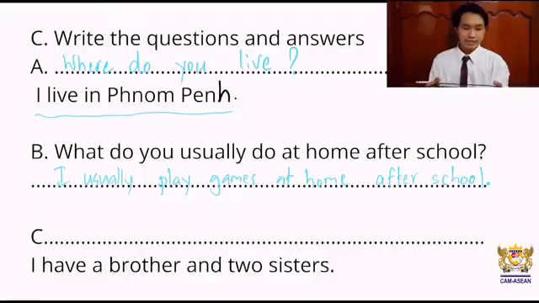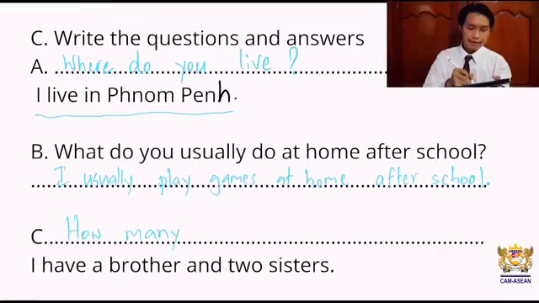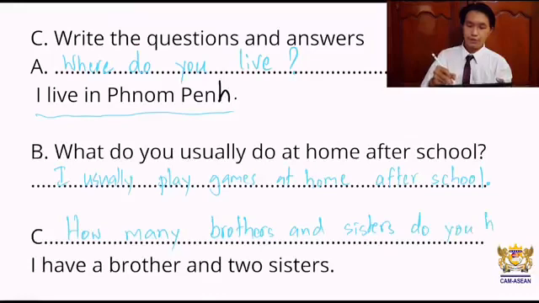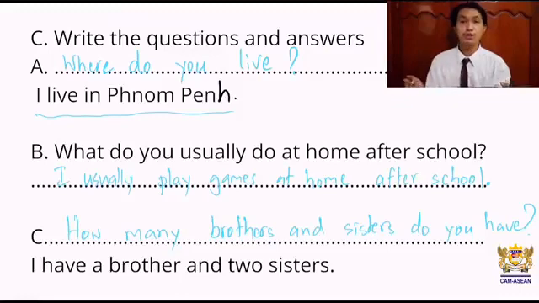So the answer for letter C is, they asked, I have a brother and 2 sisters. So it should be an amount, a number, okay? So it should be how many brothers and sisters do you have? Okay? How many brothers and sisters do you have? The answer is I have a brother and 2 sisters. See? So you use the answer to create the question.